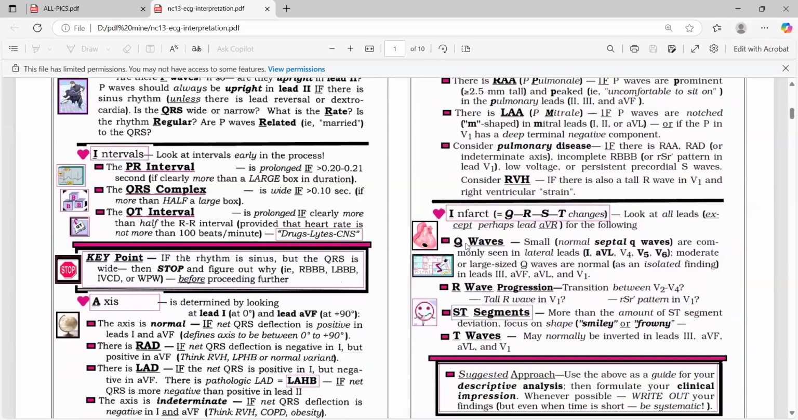Then comes the infarct. In that one, we are going to check for the Q waves, R wave, ST segments, and T waves. Q waves are basically small and are present where there is a previous MI. And then R wave progression, the transition between V2 to V4. And then ST segments, the amount of ST segment deviation, focus on the shape, and then T waves.